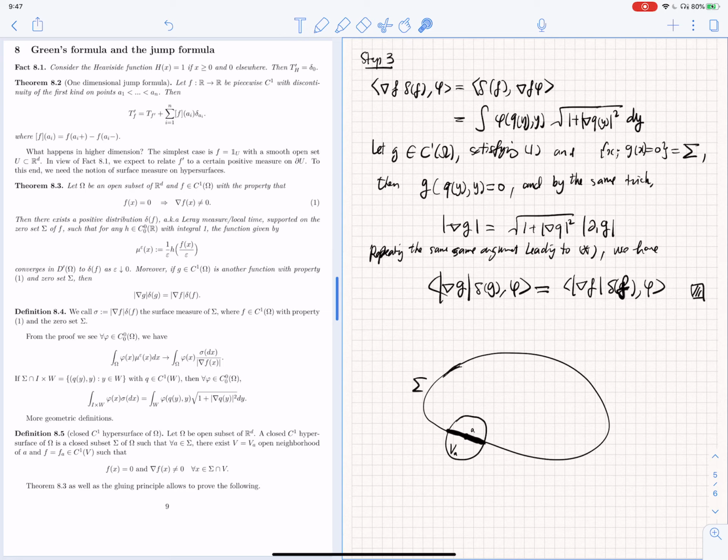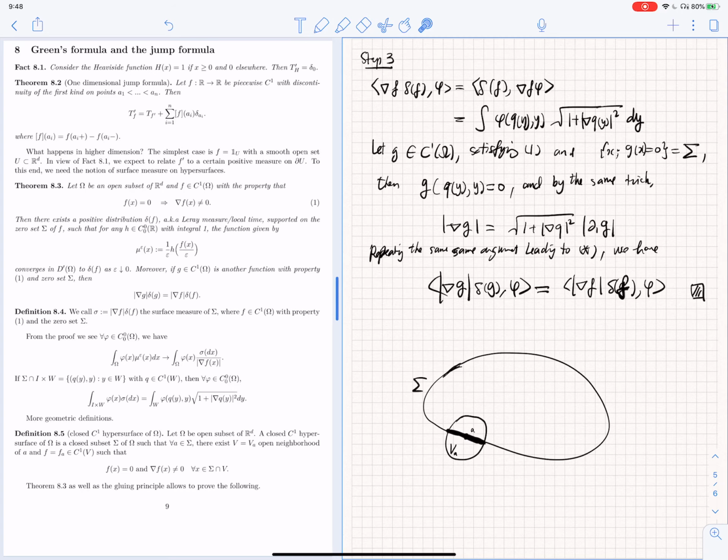In higher dimension, if d is equal to 3, we are going to have a surface. Then it means that whenever we consider a point on the surface, we can find a ball centered at this point with some radius r, such that we can also find a function f, C1 in the ball, with the property that it vanishes on the intersection of the ball with the surface, and its gradient doesn't vanish.